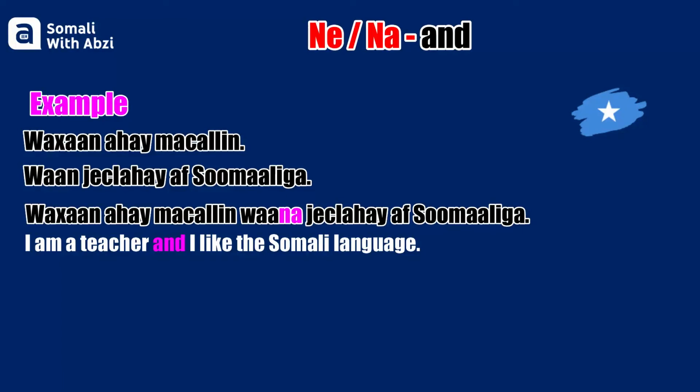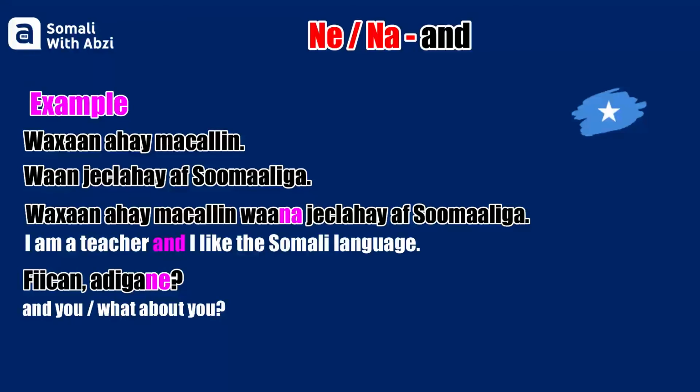But please, do not say, "waxaan ahay macallin iyo waan jeclahay Af-soomaaliga." That isn't good as an adult, but yeah, we hear a lot of those mistakes from the kids. Another very good example is when I say "see tahay," you say "fiican adigane." That means "adiga" plus "ne," joining you plus and, which also means "and you." But no one says "iyo adiga," which sounds funny or like kids' talk.